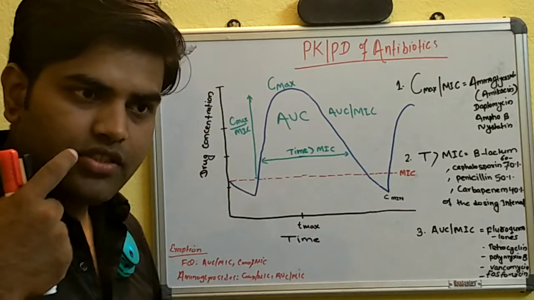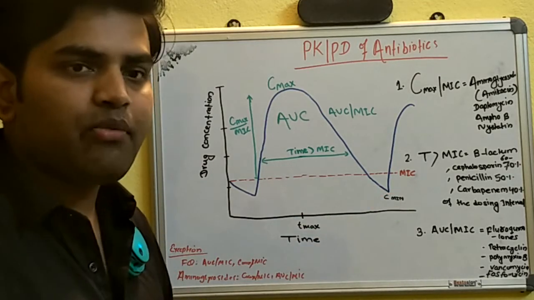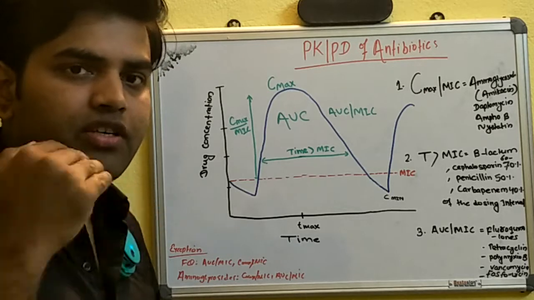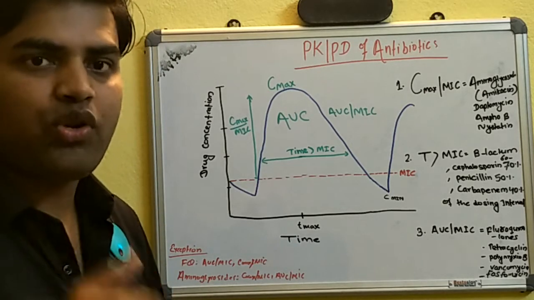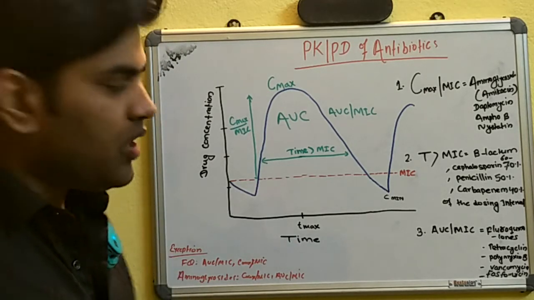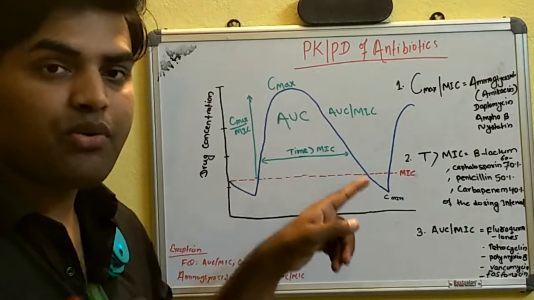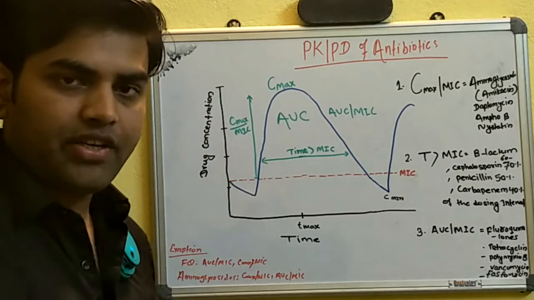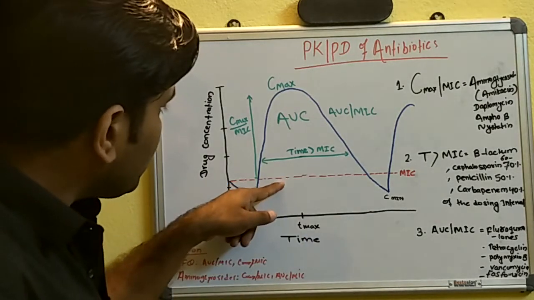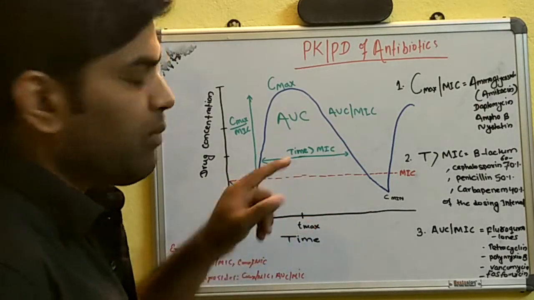Time above the MIC means the more time you keep your antibiotic drug concentration above the MIC, the more the killing. In this group, whatever concentration you increase to will not enhance the killing of the bacteria. Rather, it should be more time above the MIC.